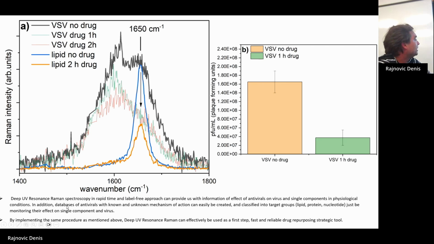Also, a possible application is that a database of antivirals with known and unknown mechanisms of action can easily be created and classified into their target groups, for instance, if they target lipid, protein, or nucleotide components. And also, this procedure can be a first step, a fast and reliable drug repurposing strategic tool.